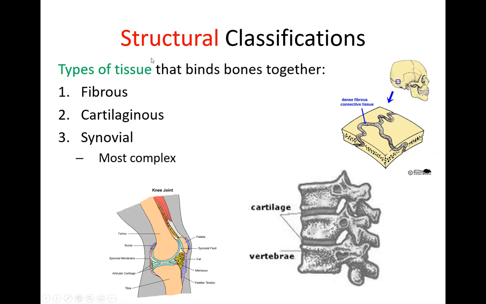Now, I did want to link the structural classifications with the functional classifications. Ones that are fibrous are going to be either synarthrotic or amphiarthrotic, not moving at all or moving slightly. The cartilaginous ones are also going to be either synarthrotic, not moving at all, or amphiarthrotic, moving slightly. Whereas the synovial ones, which are very complicated with multiple different types of tissues, are going to be classified as entirely diarthrotic. All synovial joints are diarthrotic, which means that they move freely.